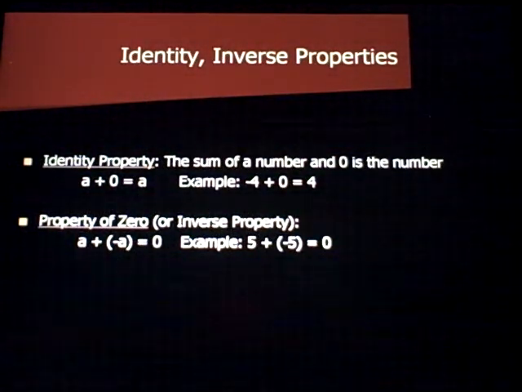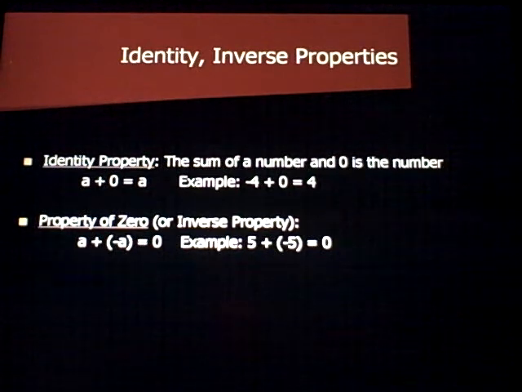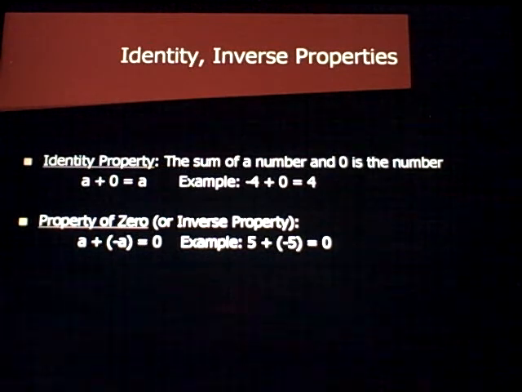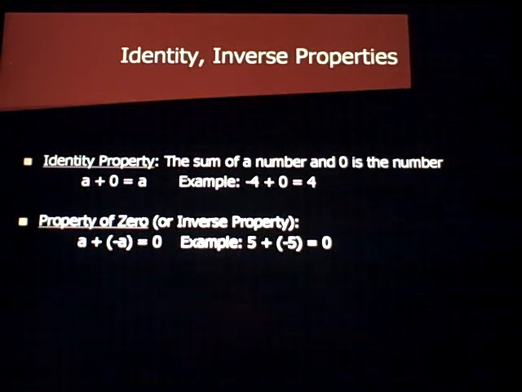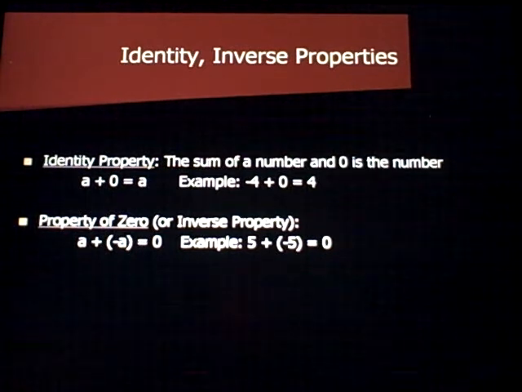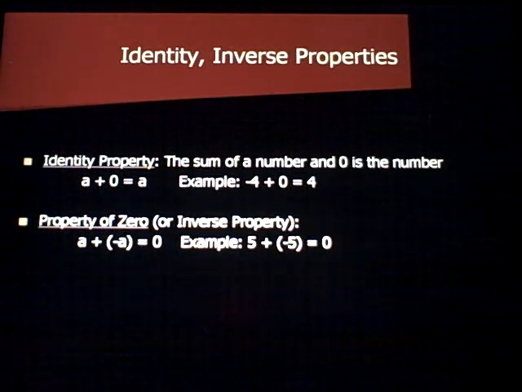These are 2 shorter properties, a little easier, that we don't give examples for. The identity property: the sum of a number and 0 is the same number. The property of 0 or inverse property: the sum of a number and its opposite is 0. And if you remember back to our real number line and absolute value presentations earlier, we talked about adding negative numbers. Don't be fooled by that negative sign.